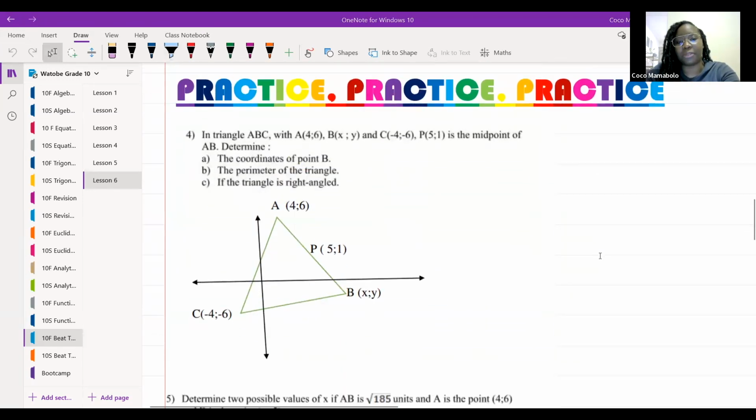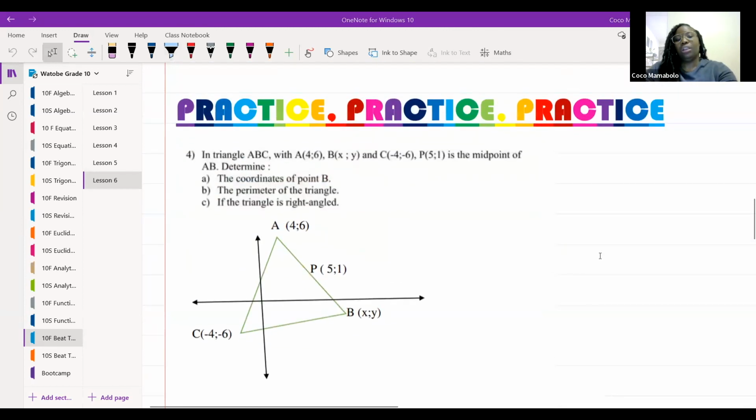Okay, we're going to look at the following question. The first question says, in triangle ABC, A is (4, 6), and we need to make sure that everything they've written, they've given to us on our diagram. And if they haven't, we must add it.